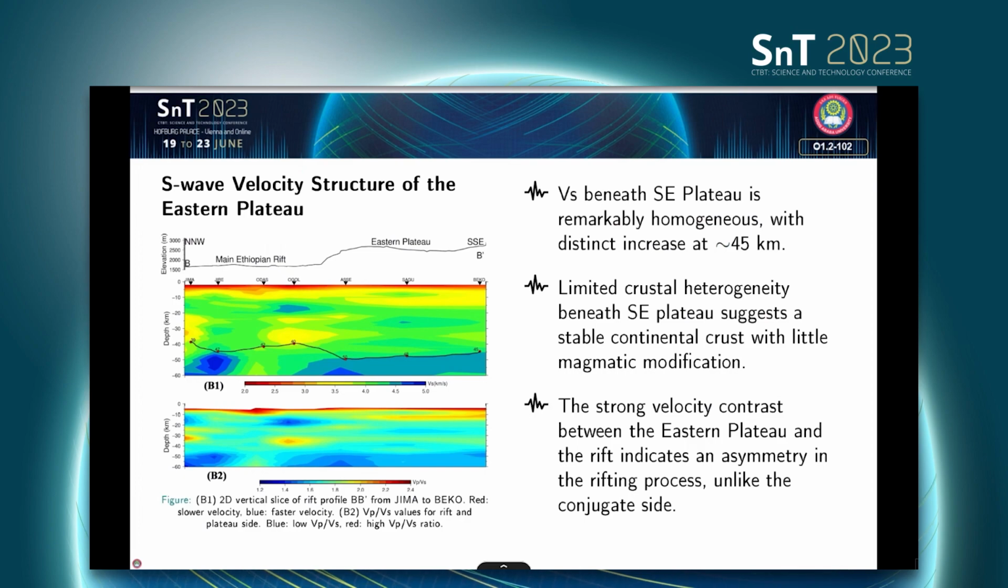Likewise, this is a cross-rift profile, where to the left of this plot is the main Ethiopian rift, and to the right is the Eastern Plateau. When we see this profile, on the plateau side a low amount of heterogeneity is observed. This indicates the plateau side is homogeneous compared to the rift side. The heterogeneity observed in the Ethiopian rift system indicates the rifting process is being facilitated by magmatic intrusion and partial melt.